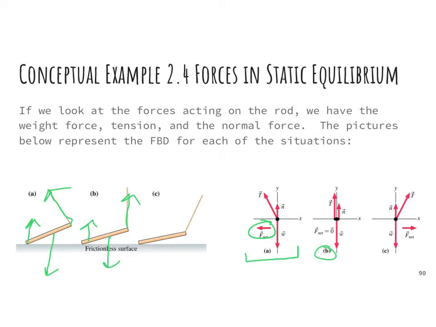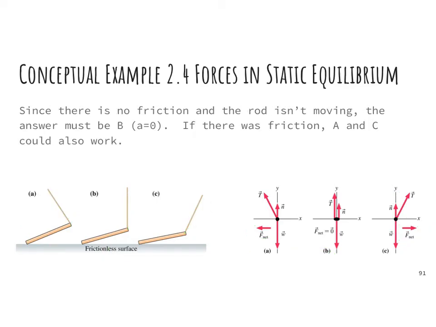And C, same thing, tension going off to the side. That's going to cause me to have a net force going off to the right. So C can't be the right answer. So by looking at all of them, we want to see when the net force is 0. And that is when the tension is straight up and the weight is straight down.